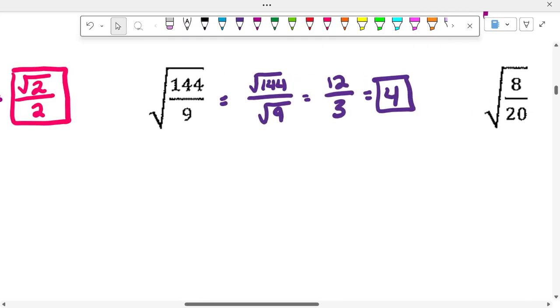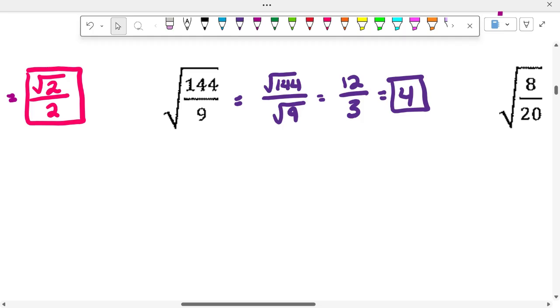Yes. No, the 4 is pretty much done. Because the square root no longer exists, so we can't take the square root of 4.